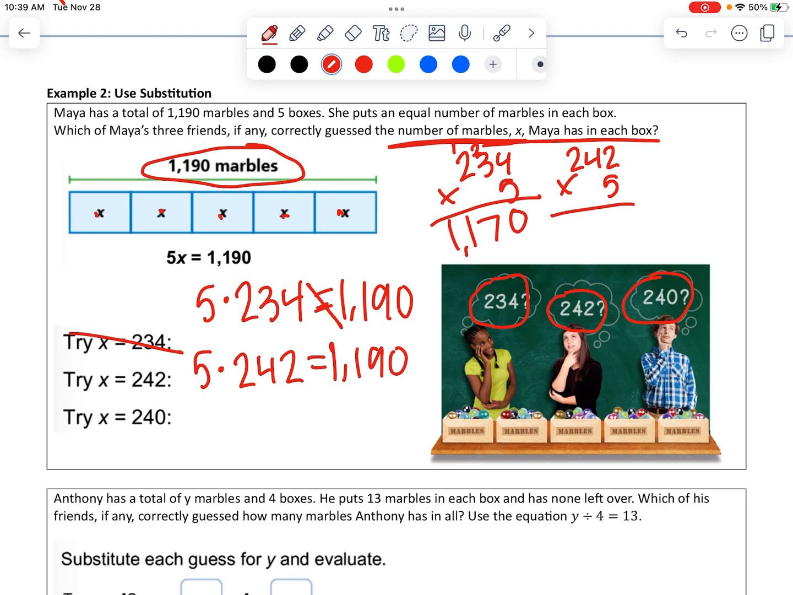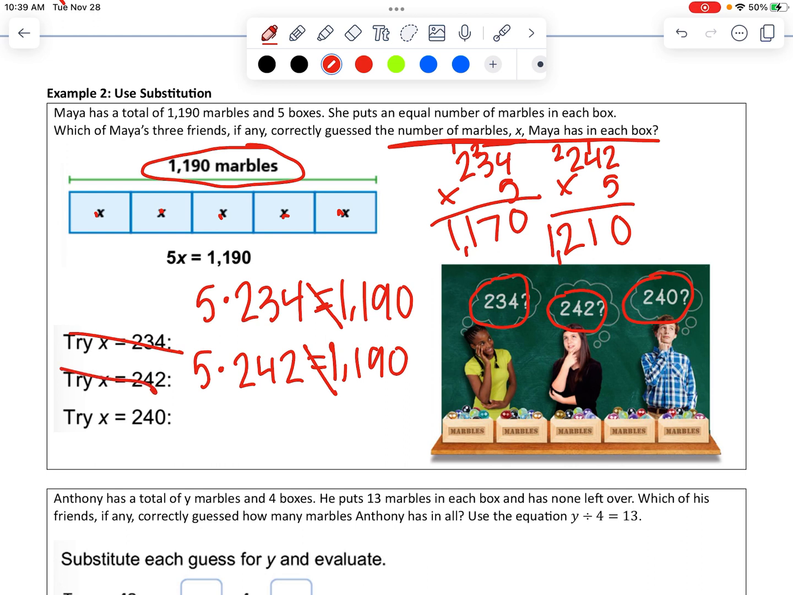2 times 5 is 10, so I carry my 1, bring down my 0. 5 times 4 is 20, plus 1 is 21. And then we do 5 times 2 is 10, plus 2 is 12. We get 1,210. So that means x cannot be 242, so put your line through the equal sign, and that will not work.